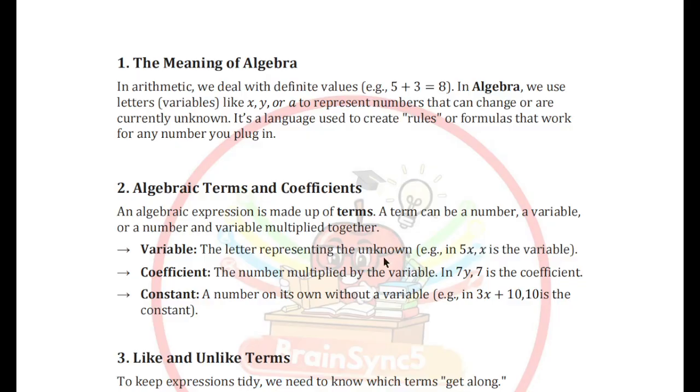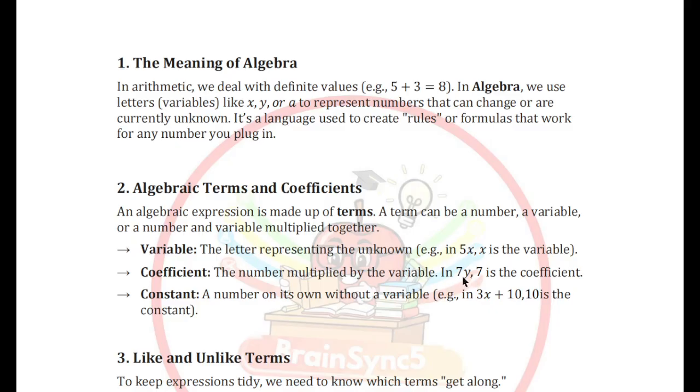What about coefficients? Coefficient, the number multiplied by the variable. Right now, we just mean by variable that it is a letter that represents an unknown number. So now, a number that is multiplied together with that variable is known as a coefficient. You get? So this number first is known as a coefficient. Keep that in mind.